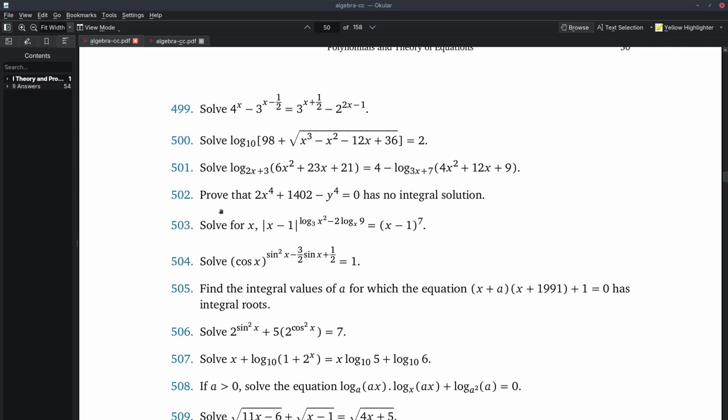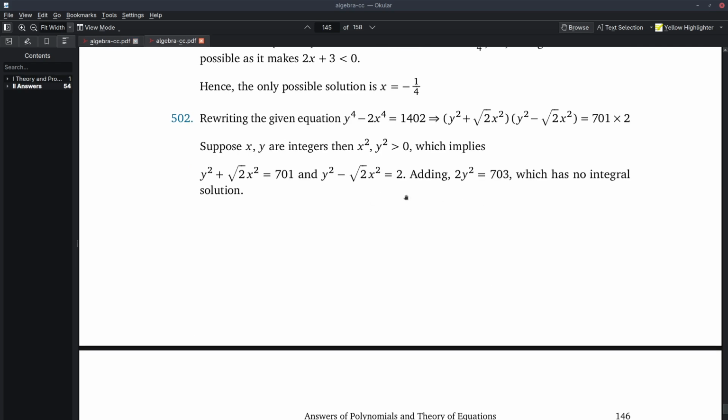Question 502 says to prove that 2x to the power 4 plus 1402 minus y to the power 4 has no integral solution. So we rewrite this as y to the power 4 minus 2x to the power 4 is equal to 1402. So we get y square plus square root of 2 x square into y square minus square root of 2 x square, and that is equal to 701 times 2.